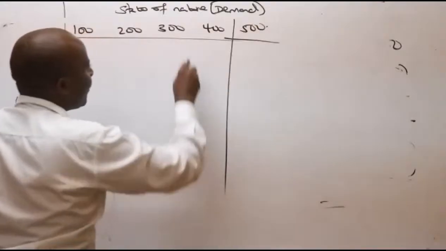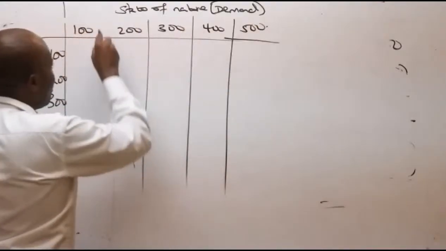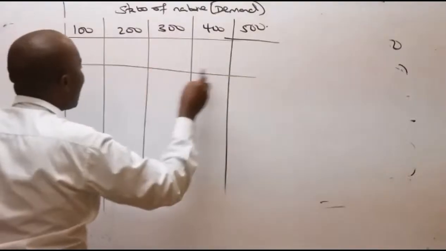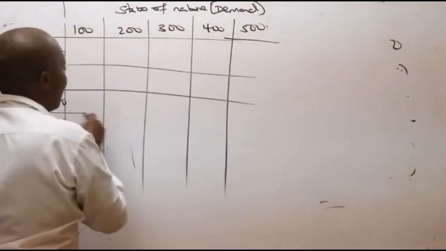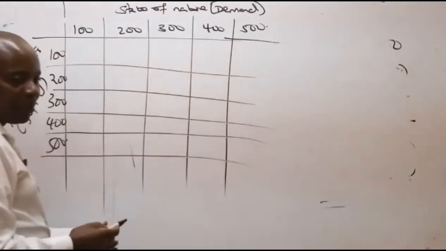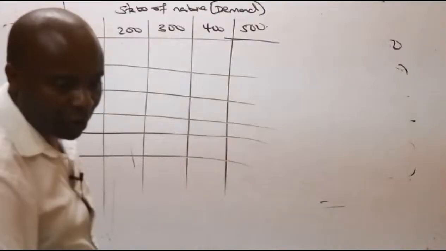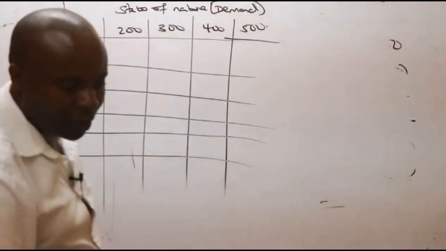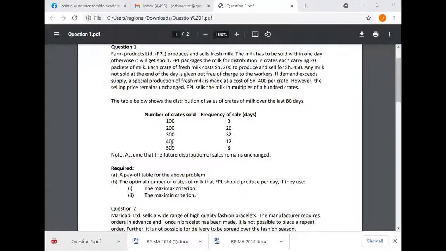So then, ladies and gentlemen, what we're going to do is to have our cells. Where did I get this 100, 200, 300, 400, all the way up to 500? Where I got them from is here. In this particular question that you happen to be having on your WhatsApp, they have told us number of crates sold. You can see from 100 to 500, right? So these are the ones that I've worked around to be able to get the supply and the demand. So, ladies and gentlemen, we can now read here.